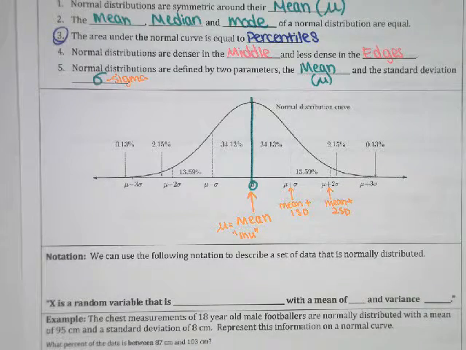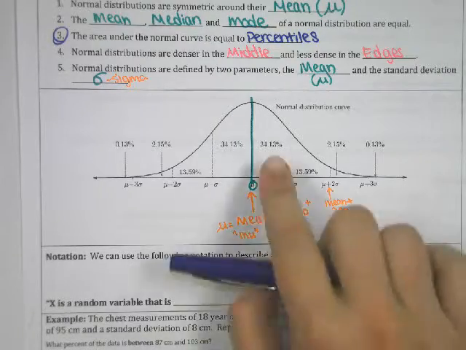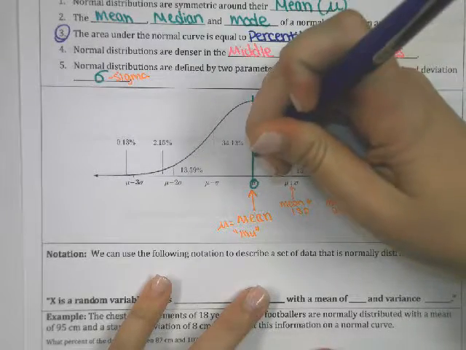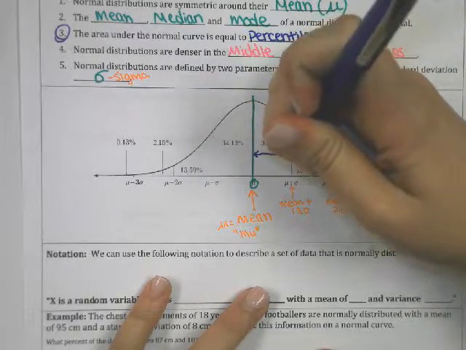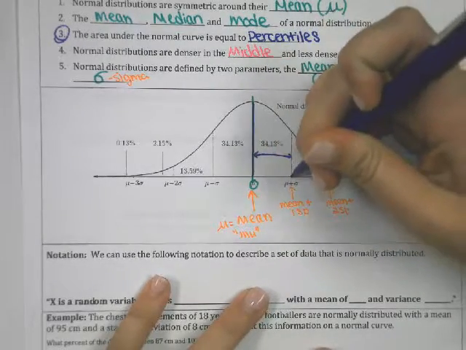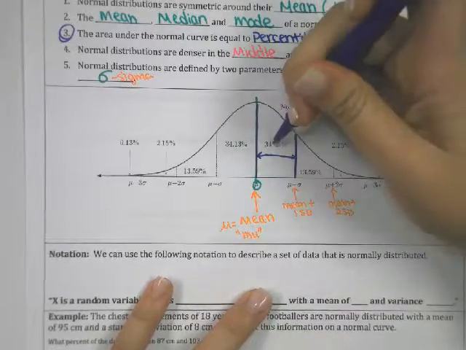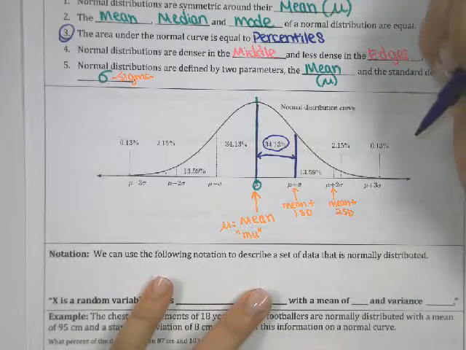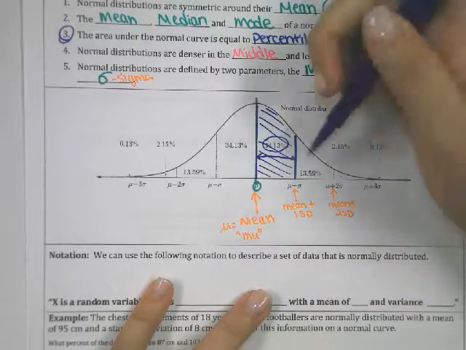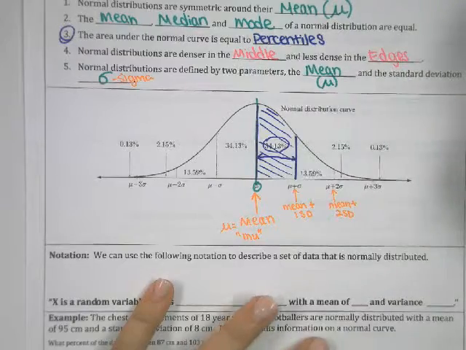So on 10A, they have you use the approximates, and then on 10B, they have you use your graphing calculator to get the exact. So let's look at how these approximates would work. This 34.13% represents the data between the mean and one standard deviation above the mean. So between the middle number and one standard deviation above, we have 34.13% of our data.